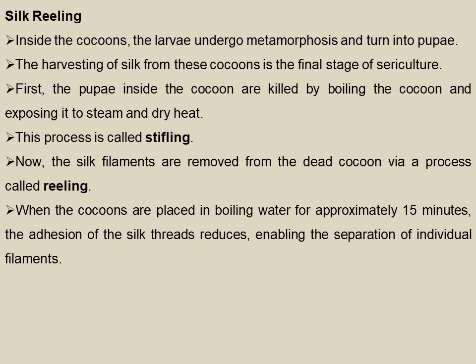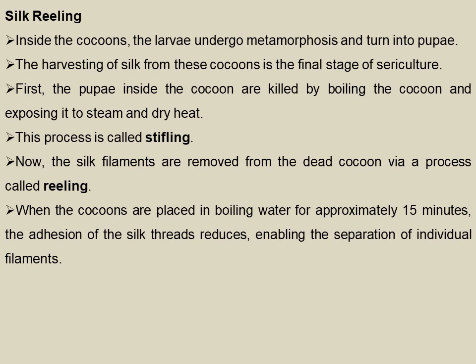Silk reeling. Now, inside the cocoons, the larvae undergo metamorphosis and turn into pupae. The harvesting of silk from these cocoons is the final stage of sericulture. First, the pupae inside the cocoon are killed by boiling the cocoon and exposing it to steam and dry heat. This process is called stifling. Now, the silk filaments are removed from the dead cocoon via a process called reeling.